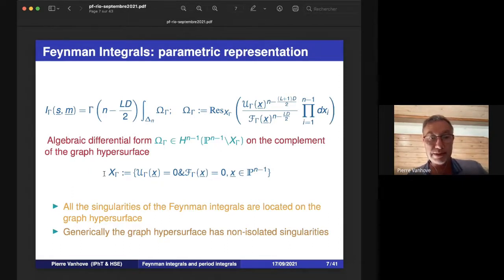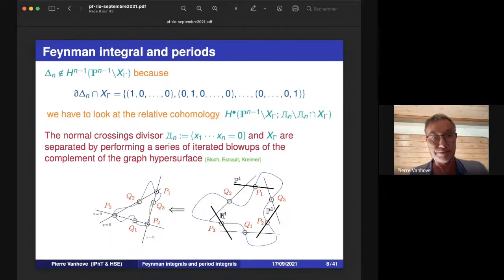And the problem is that if you try to look at what the singularities are, I'm going to explain that, but the singularities of this integral, the singular locus, are generally non-isolated singularities. And this is making the whole analysis of the nature of the Feynman integral quite complicated.